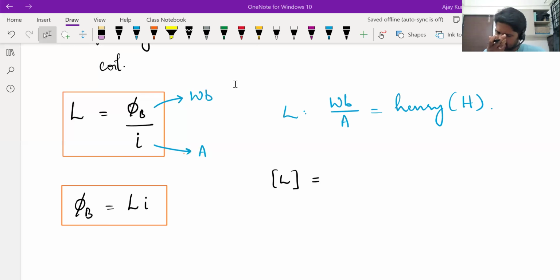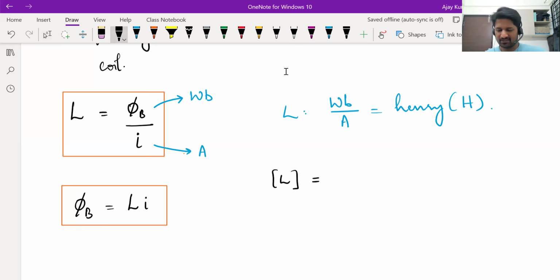Okay, I got one answer as M I power minus 2 L square T power minus 2. Fine. Can you tell how you derived? So I divided the dimensional formula of flux by current. You remember the dimensional formula of magnetic flux? No.